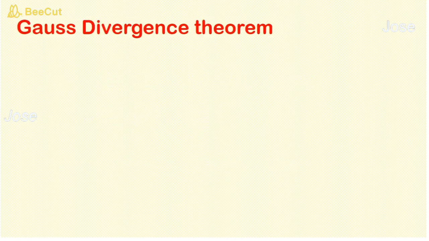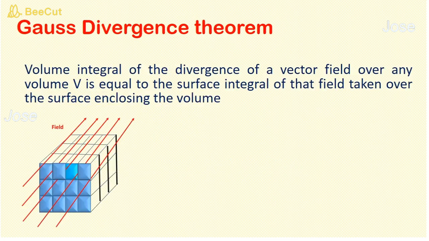Gauss divergence theorem. The theorem states that the volume integral of the divergence of a vector field over any volume is equal to the surface integral of that field taken over the surface enclosing the volume. Mathematically, we can write the volume integral of del dot F dV is equal to the closed surface integral of F dot ds.